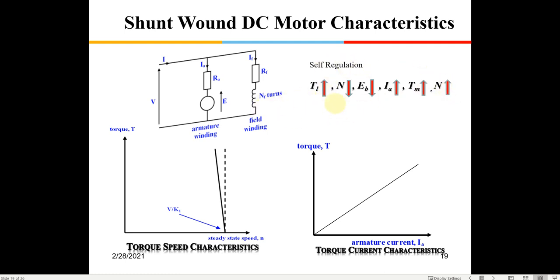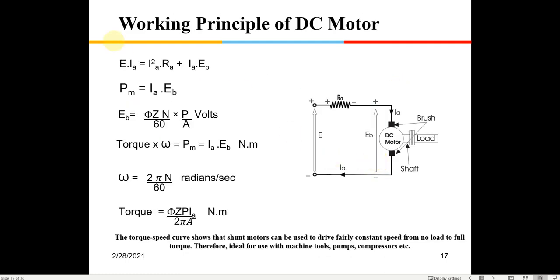Let me explain once more, since this is a very important concept of a shunt wound DC motor. When the torque increases, meaning the load you have connected increases, the RPM decreases. A decrease in RPM results in a decrease in back EMF, and a decrease in back EMF increases the armature current, because back EMF is opposing the input voltage. If the opposing voltage is lesser, the armature current will increase. That is clear from this equation.